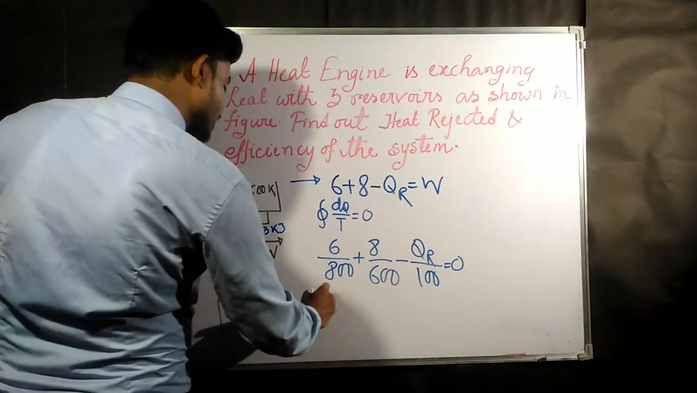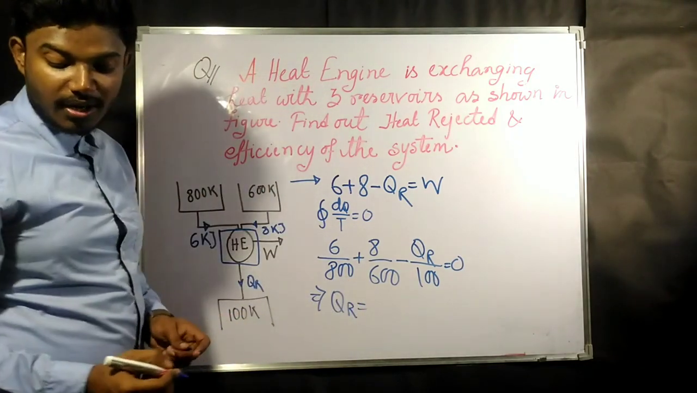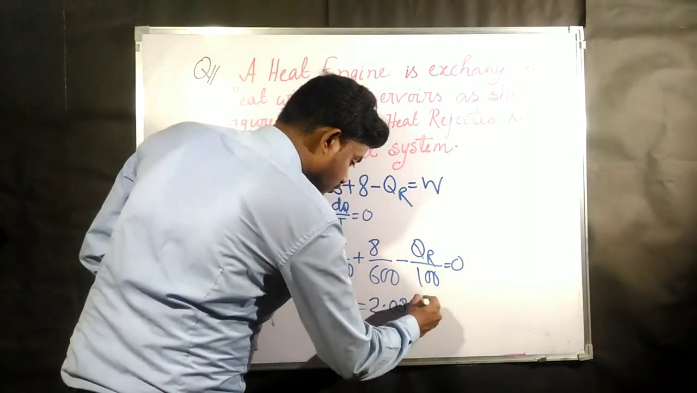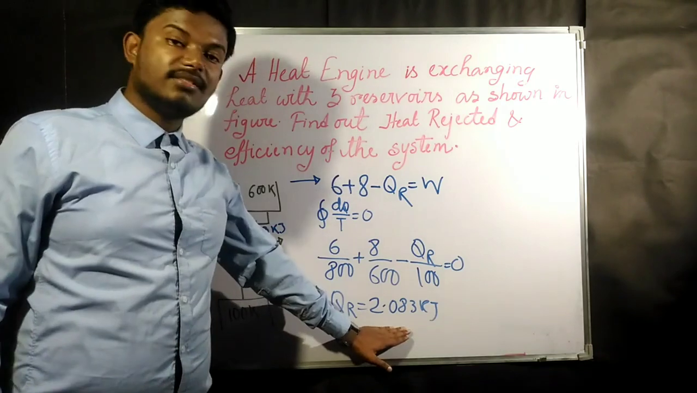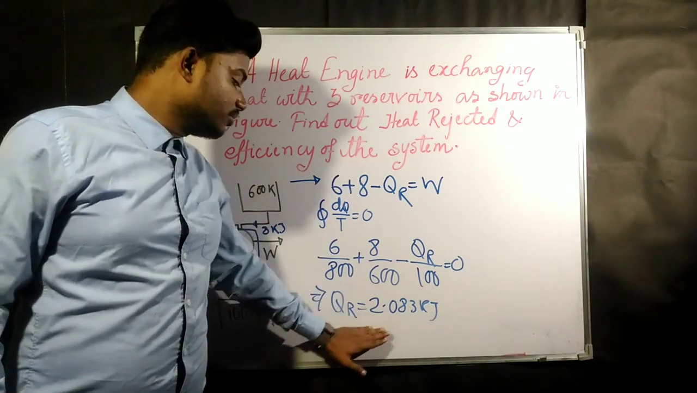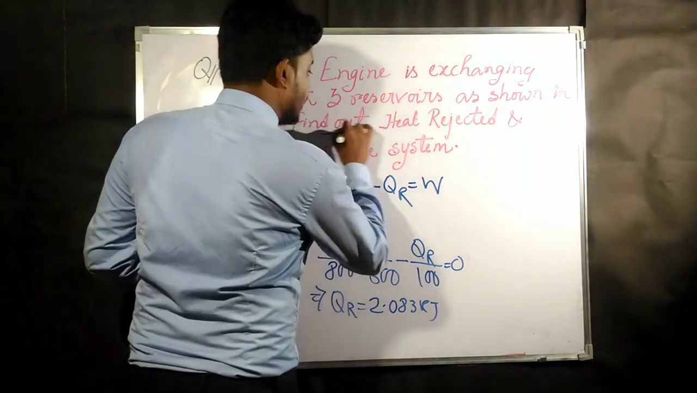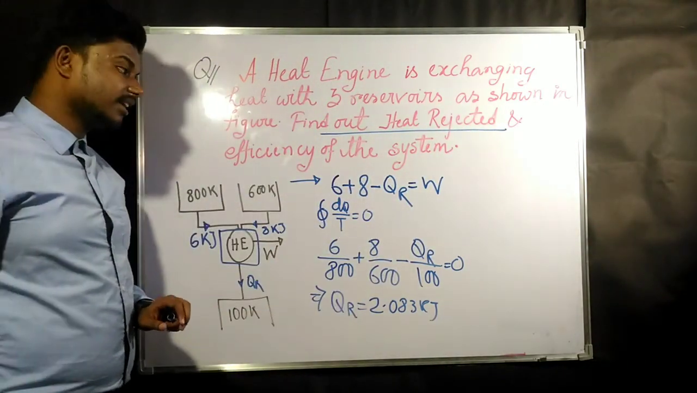So from here you can easily find out what is the value of QR. So value of QR you can find here is 2.083 kilojoule. Okay, so you can easily find what is going to be your QR, what is the amount of heat rejected. So one answer we have found out. Find out the heat rejected. Okay, the amount of heat rejected we have found out here.